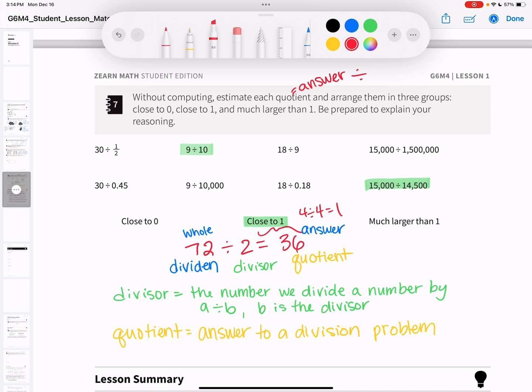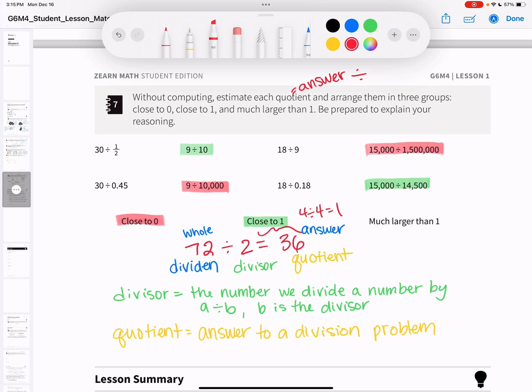So let's look close to 0. So close to 0 is going to have a small whole, a small dividend with a really big divisor. So small dividend, really big divisor. We have 9 divided by 10,000. That's going to be a decimal. It's going to be close to 0. We have small dividend divided by massive divisor. 15,000 divided by 1,500,000. Big difference. Okay.